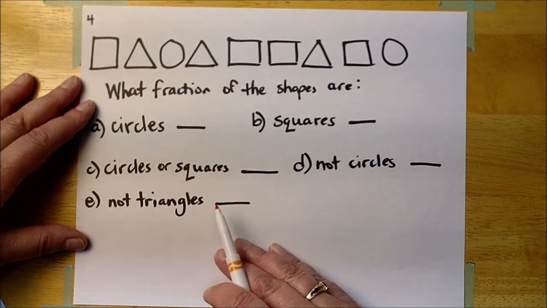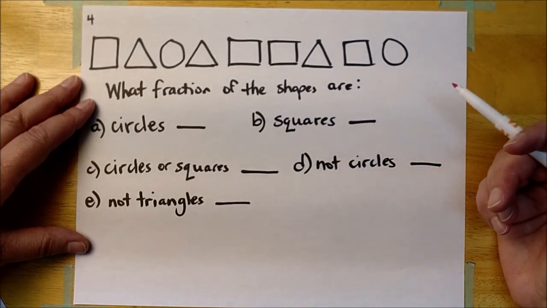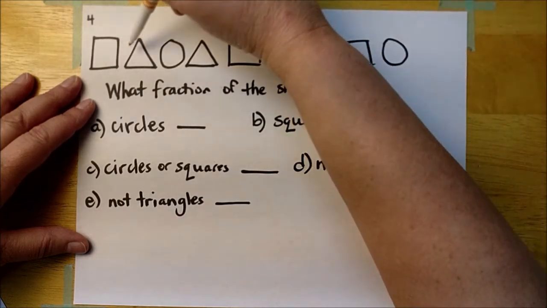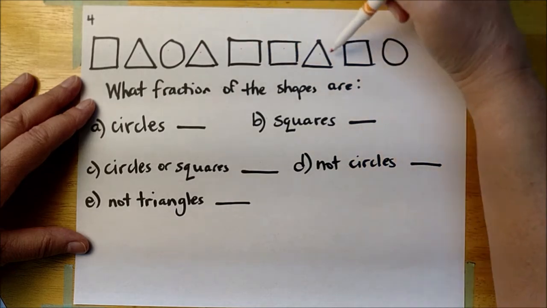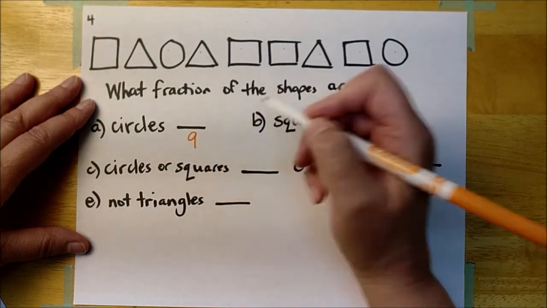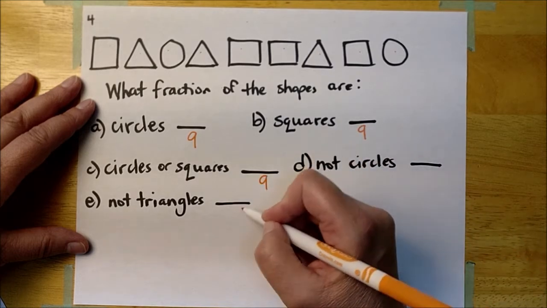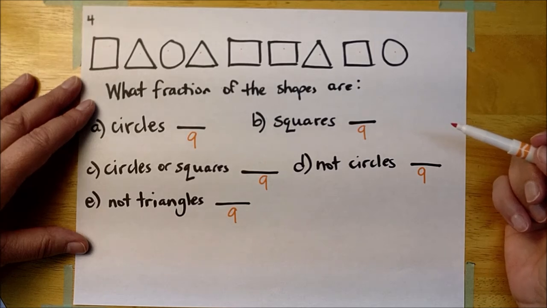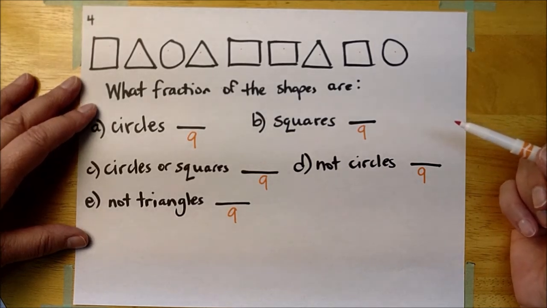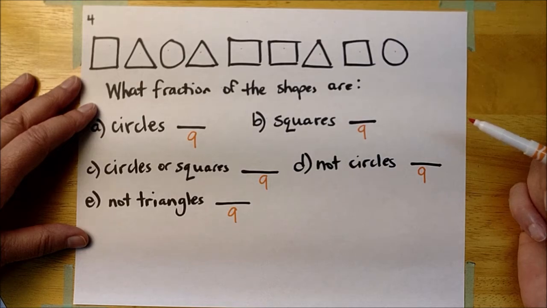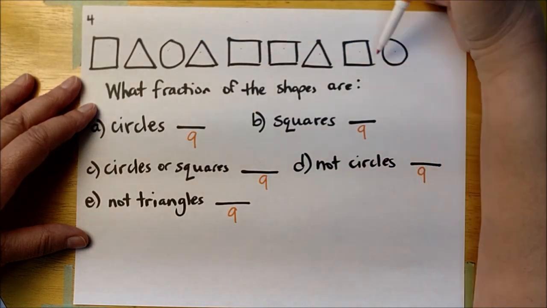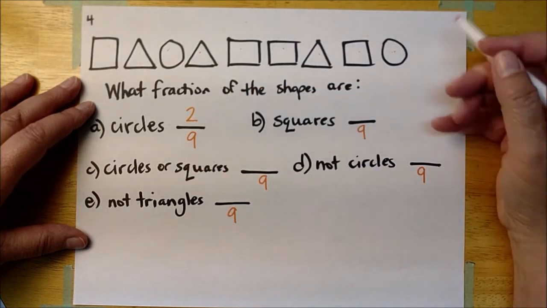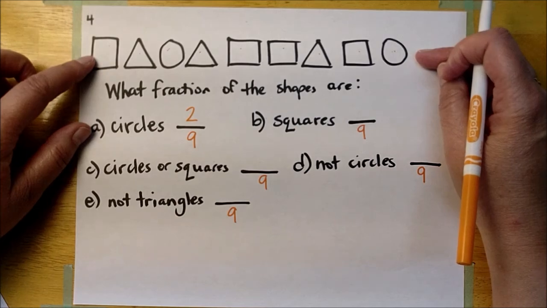So the very first thing I'm going to do again is figure out how many shapes are there, because that's my denominator. How many are there all together? 1, 2, 3, 4, 5, 6, 7, 8, 9. So I have 9 shapes all together, so I'm going to put that at the bottom of each of my fractions because my denominator is 9. Now I have to count how many of these 9 shapes are circles. 1, 2. 2 of my 9 shapes are circles, so 2/9 of these shapes are circles.